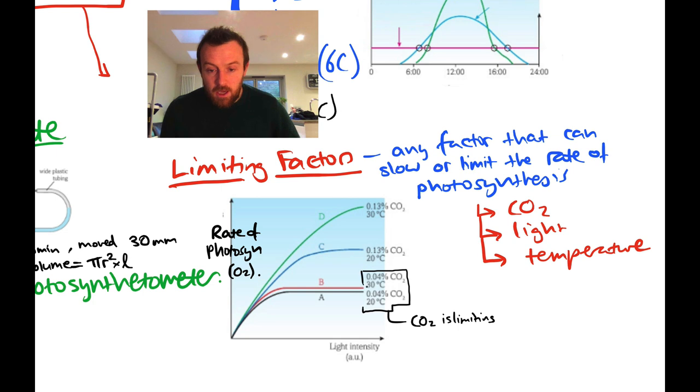But then if we were to increase the CO2, which is what we've done here, now we can get a much higher rate of photosynthesis. So over here, we can tell that the temperature is 20 degrees C, and if we increase it to 30 degrees C, then we get even more photosynthesis. So up here, temperature is limiting.